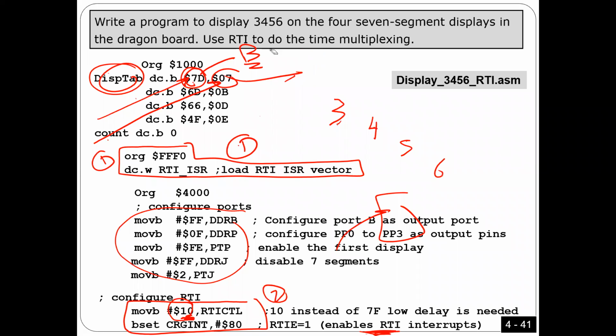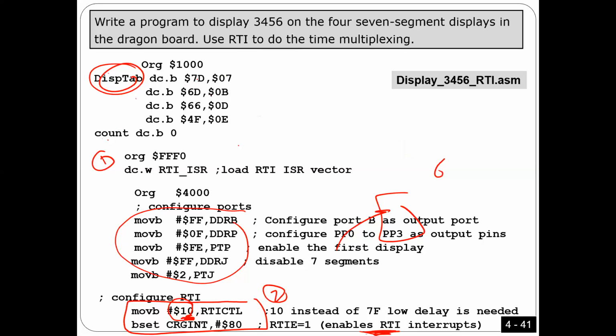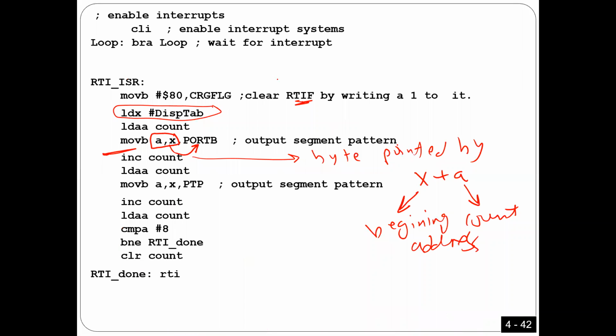In every interrupt, I'm going to take 2 bytes. 1 byte from here has to go to port B, and another byte from here has to go to port P. So now I'm going to increment the count so that I can get the second one. Then I repeat the same again, but this time it has to go to port P. Then increment the count for next time.